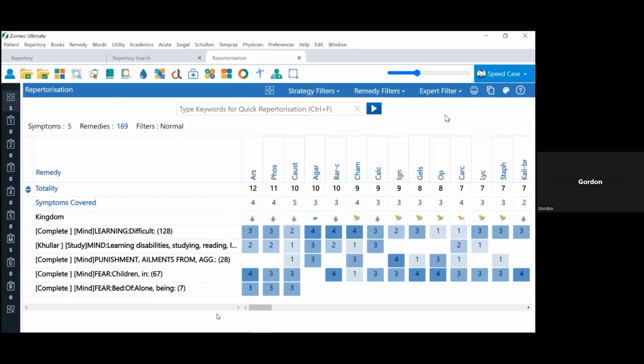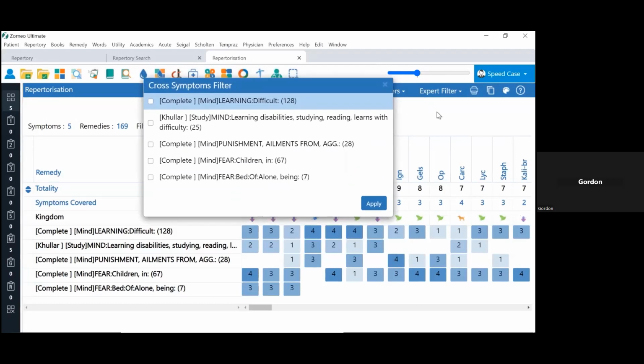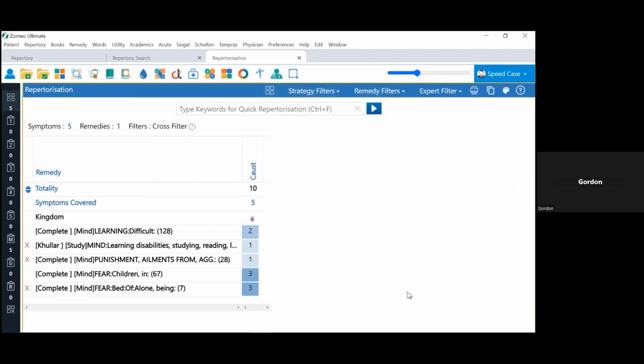All right. Now again, if you can see, we now have 169 remedies. Zeroing in on the correct remedy is extremely essential. And to do that, I took the help of the cross filter, in which I wanted to mark the most important symptoms in this case. So the second, the third, because there was a history of punishment, and the fifth, because it was a very specific fear. We took these as the most important symptoms. And now you can see we have arrived at just one remedy from 169 remedies.